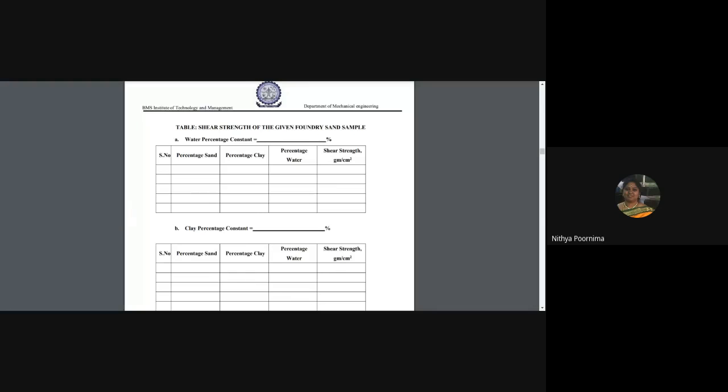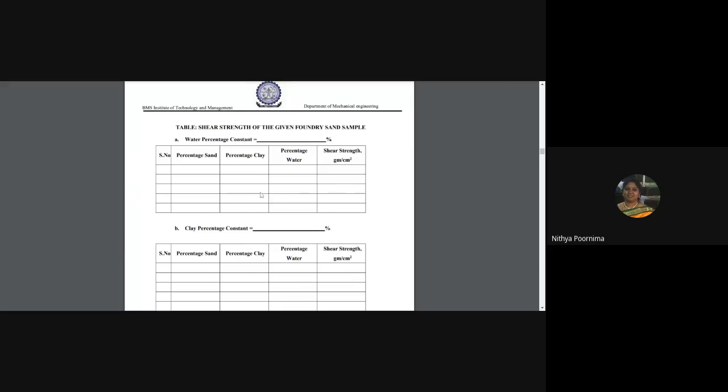So in this case, the water percentage is constant. Suppose if I take it as 10 ml, if 10 ml is the sand, then you need to calculate how much will be the percentage of sand and percentage of clay. We are going to vary it in 4, 5, 6, whatever ranges they have given. Based on that, you're going to vary the clay. If 5% is water, and 4, 5, 6 is the clay percentage, so remaining percentage will be sand. You need to calculate that, and based on these percentages, you need to prepare your sample, and for every sample you need to find out what will be your shear strength.